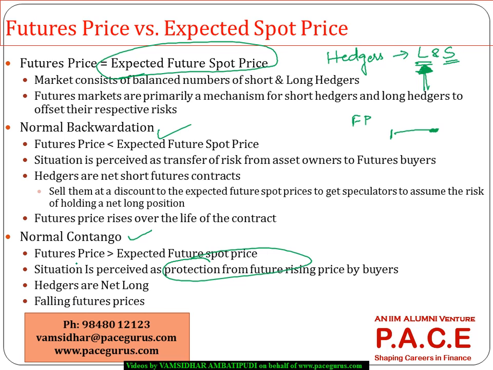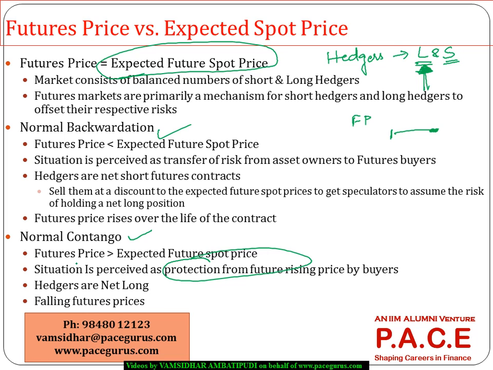So because of that, sellers are not that bothered. The sellers of the assets are not that much bothered because anyhow the prices are going to rise. So only the buyers are bothered more because they want to lock in their price, as they don't want to incur very high prices. So the seller of the asset now has to be compensated more than the expected for him to take that additional risk. So because of that reason, we see that the futures price will be more than the expected spot price.